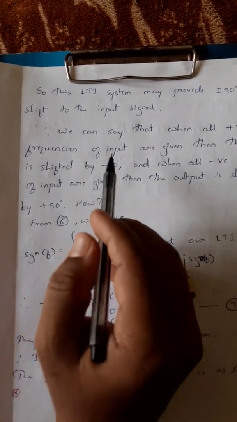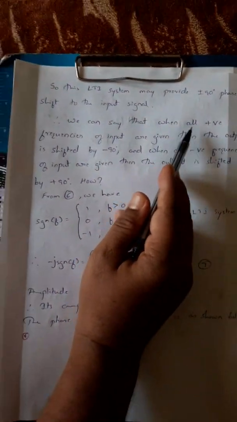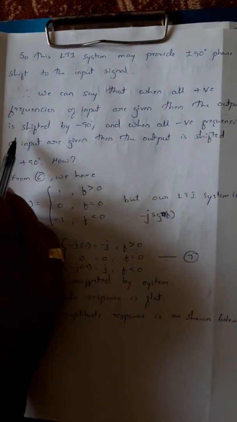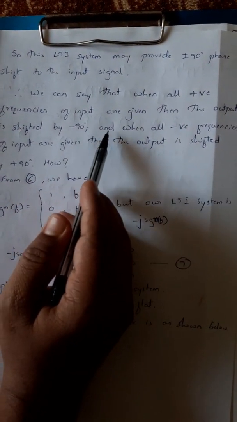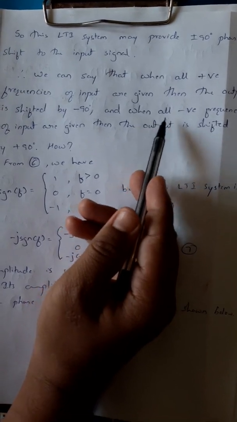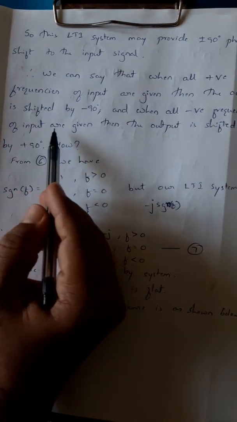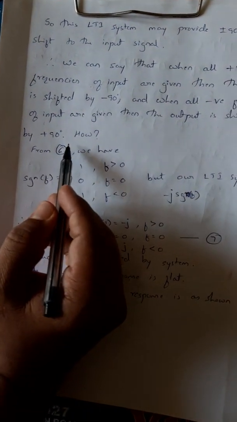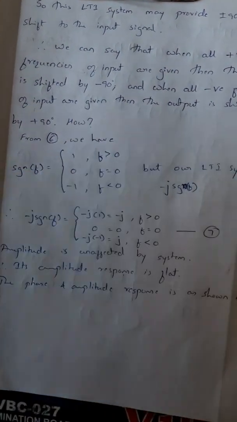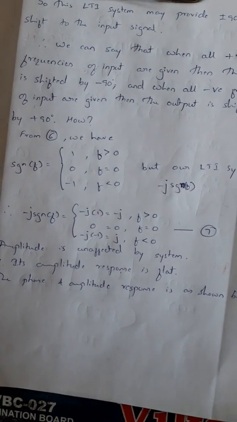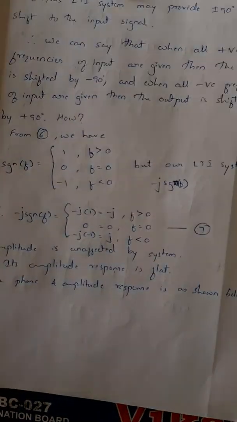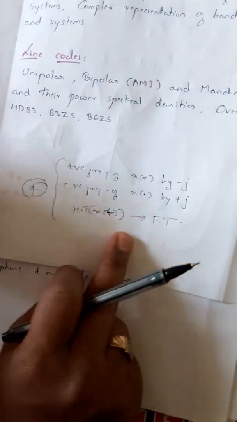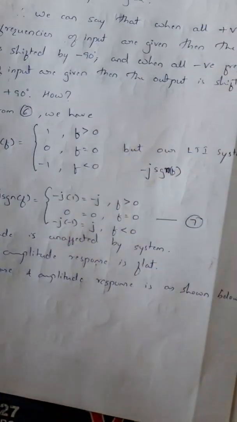So therefore we can say that when all positive frequencies of input are given, then the output is shifted by minus 90 degree, and when all negative frequencies of input are given, then the output is shifted by plus 90 degree. This I also told you at the beginning, the fourth point. If you recall, the fourth point which I explained here. Now I'll explain how it is true.